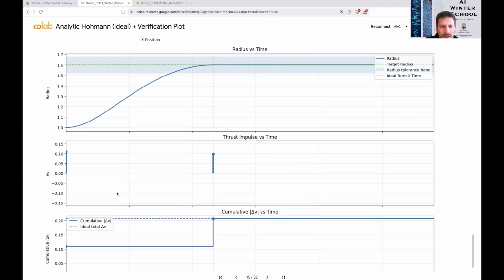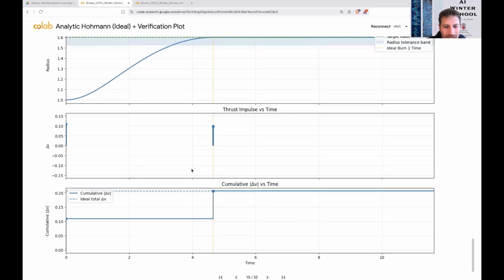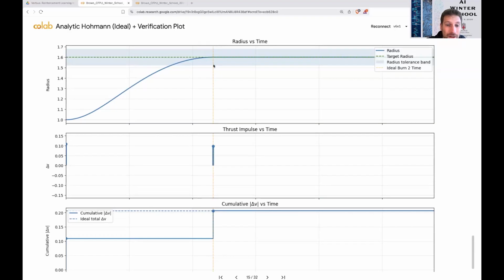The next plot that's going to be useful for us here and also later in the RL case is the delta V impulses versus time. So basically, how much fuel do we use? What's our change in velocity? As you'd expect, there are two impulses here, one at t equals 0, another at the ideal time for the Hohmann, and that's it. And they're both prograde positive burns.